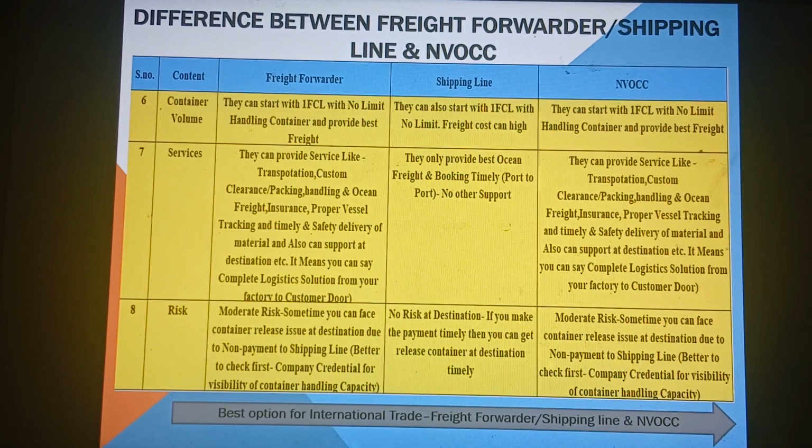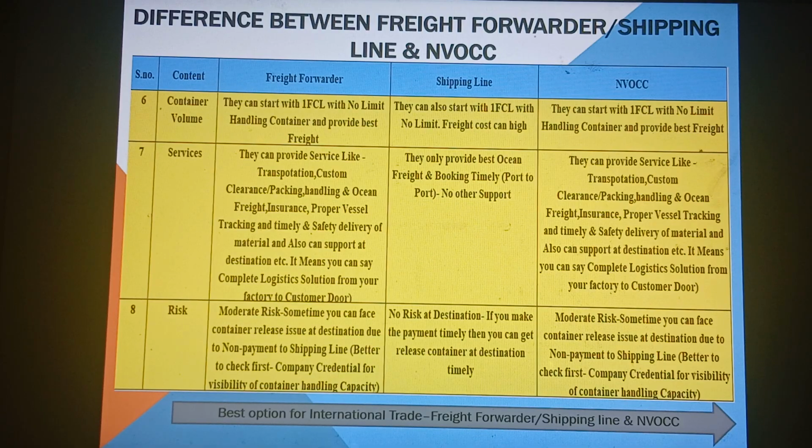Serial number 6, container volume. If we discuss with the freight forwarder, they can start with one FCL with no limit on handling containers and provide the best freight. A freight forwarder can start business with you for one FCL, and also small volume cargo, and they will teach you about handling containers and provide the best freight. A shipping line can also start with one FCL with no limit, but the freight cost can be high and they cannot support you in any other way.